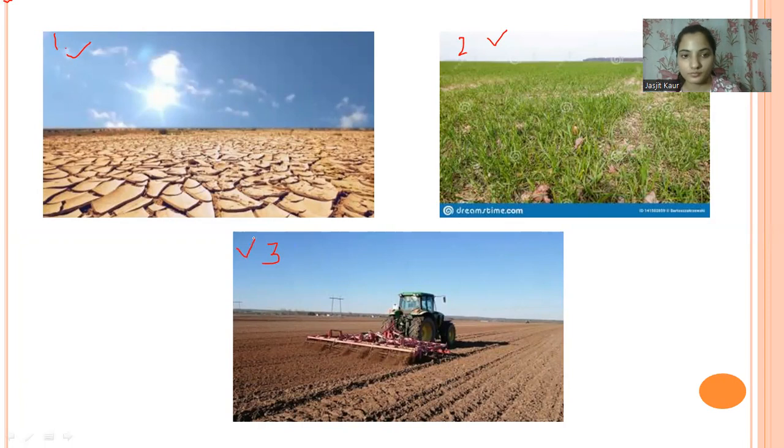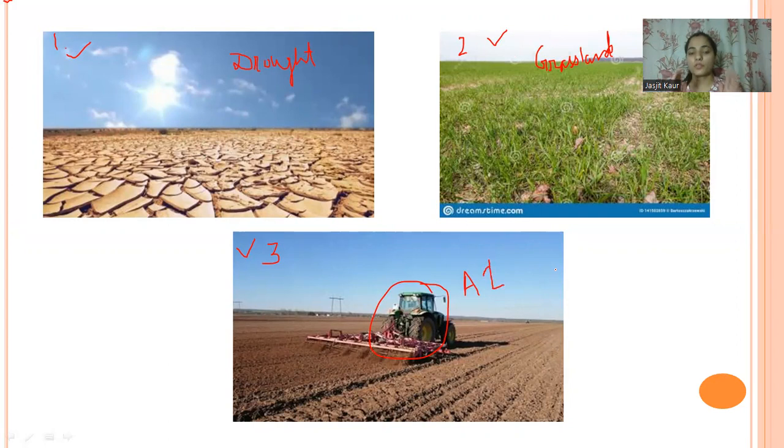Yes. So the first picture, we can see that it is a picture of dry land or drought area where there is a lack of water. So it's a drought area basically. And the second picture is related to the grassland, or the land that is mostly used for grazing. And the third picture is where agriculture is being practiced, because we can see one tractor here. So it's an agriculture land.